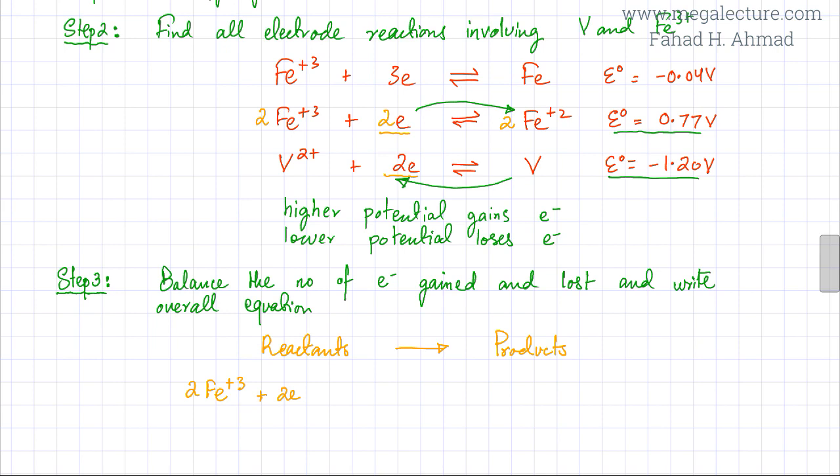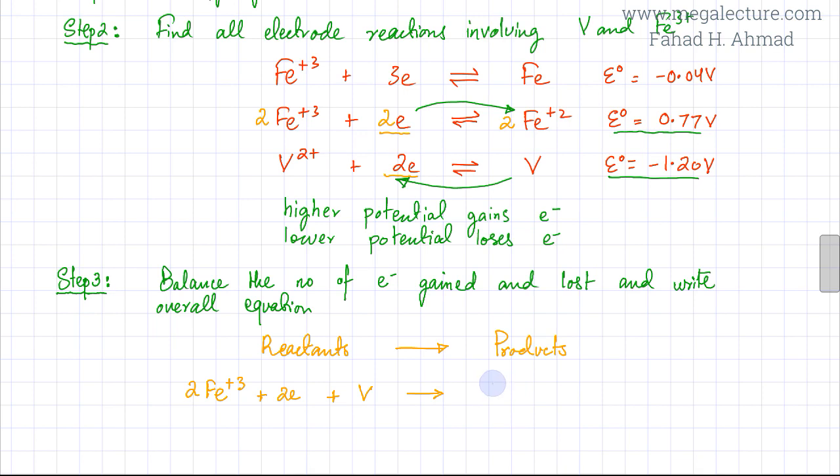And in the other half reaction, the reactant is vanadium. Vanadium is the one that's losing electrons. So vanadium is your reactant, and I'm going to add that as well. That is my reactant in the second half equation. And then I'm going to sum up the products. My products in the first reaction are 2Fe2+, that are being formed. In the second half reaction, the products are V2+ and 2 electrons.